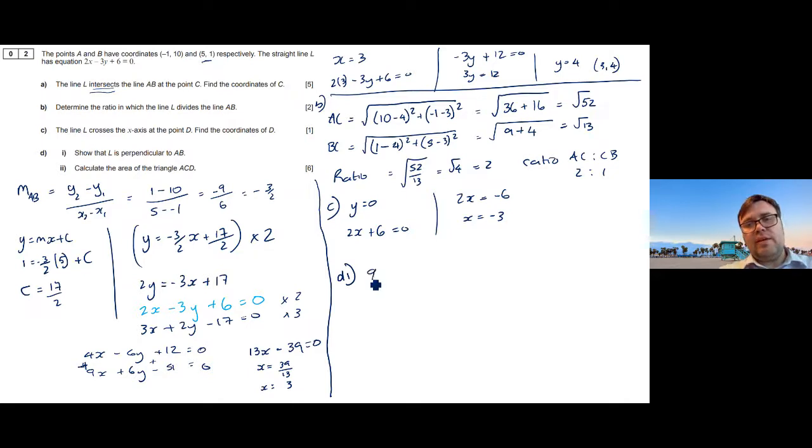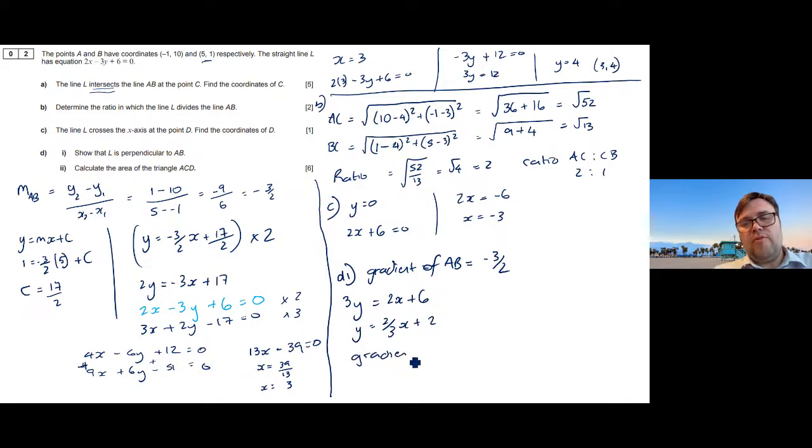So the gradient of AB is equal to minus 3 over 2. We calculated that previously. We have to show that L is perpendicular, so we'll need to get the gradient for that. Doing so, we need to rearrange to get 3y. Take 3 over, that minus goes over to a plus, is equal to 2x plus 6. So y equals 2/3 x plus 2. The gradient is the coefficient of x, which is 2/3.